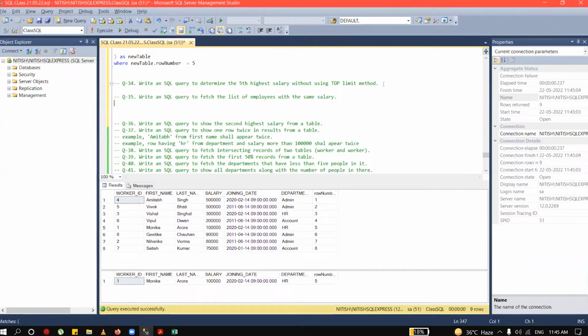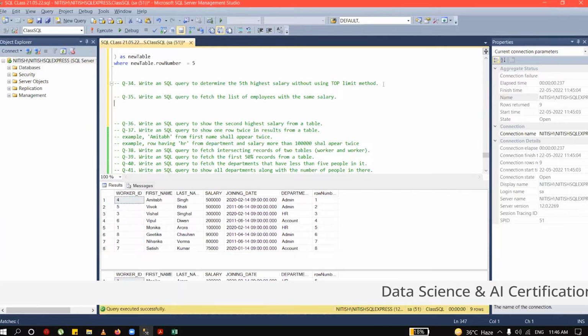The next question, to fetch all employees with the same salary. This is a trickier one. SQL query to fetch list of all employees with the same salary. Now, this is a type of self join. Okay, this is a self join.